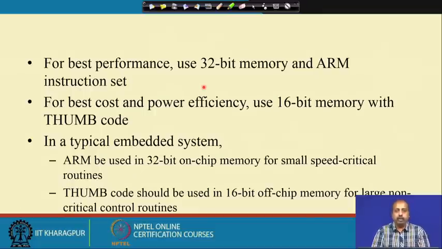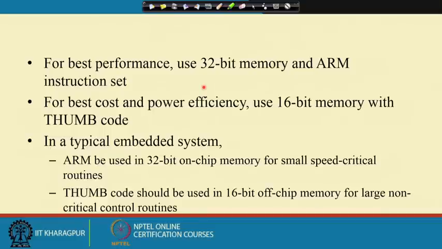If you are looking into an embedded application, all tasks are not equally critical. There are certain tasks which are very critical and certain tasks which are not. For the critical tasks, the major emphasis is to optimize the execution time, and for that purpose we should use 32 bit on chip memory for speed critical routines. As you know, the ARM core is there, and along with that we can put some memory core and synthesize the whole thing together.